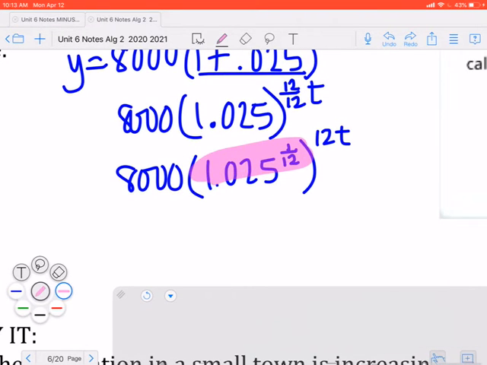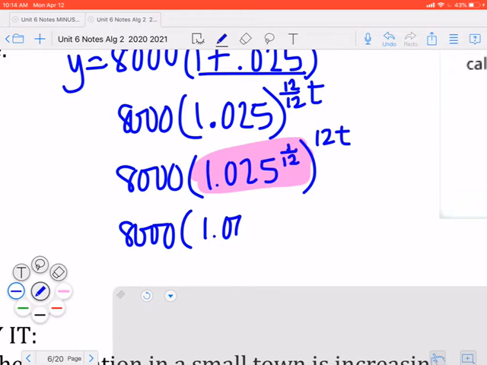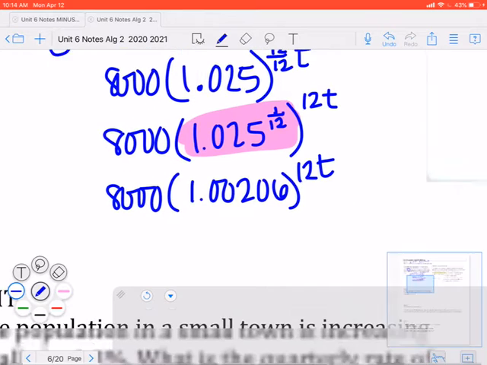Now what I'm going to do is take my calculator and figure out what 1.025 to the power of 1/12 is. And that comes out to be 1.00206. So there we are.